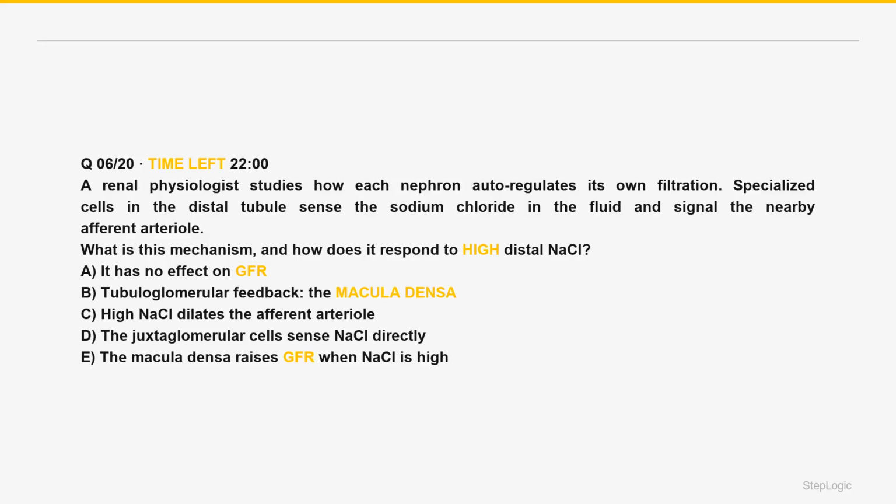What is this mechanism, and how does it respond to high distal NaCl? A renal physiologist studies how each nephron autoregulates its own filtration. Specialized cells in the distal tubule sense the sodium chloride in the fluid and signal the nearby afferent arteriole. Read the command: mechanism, and response to high distal NaCl. Tubuloglomerular feedback: macula densa senses NaCl, high NaCl, adenosine, afferent constriction, decreased GFR.